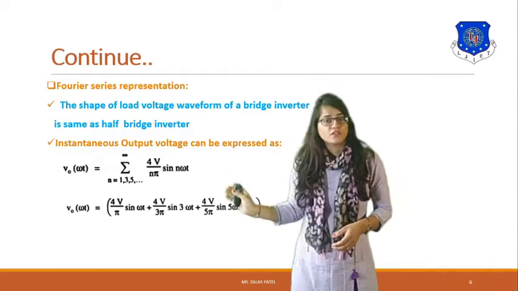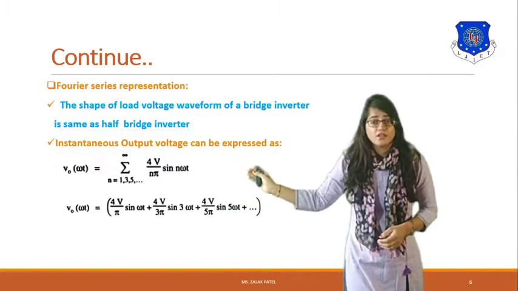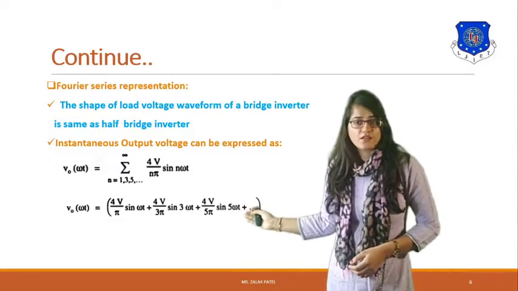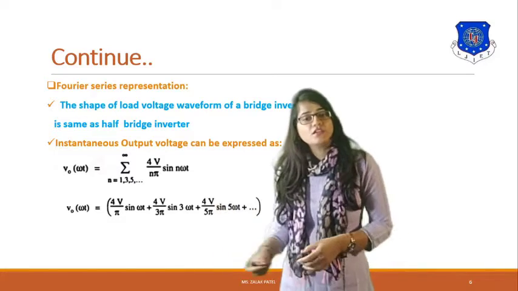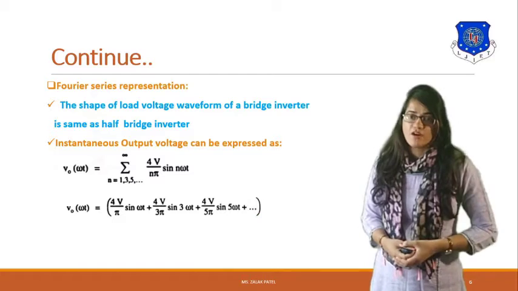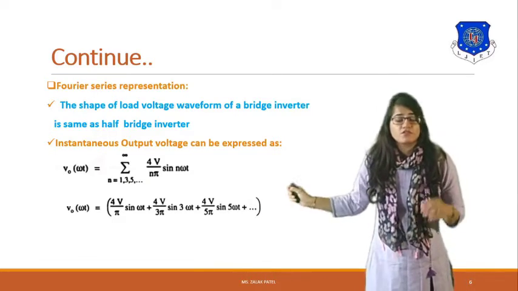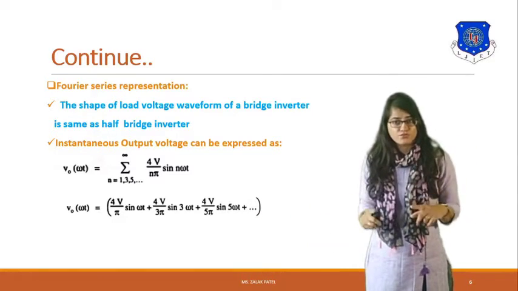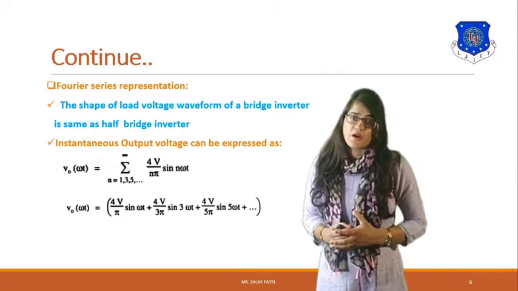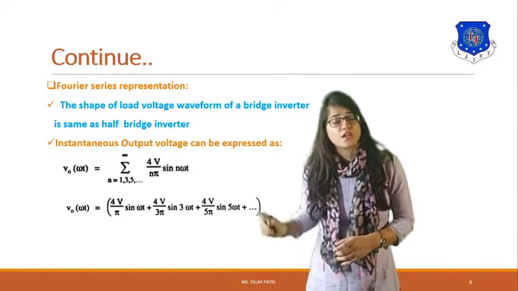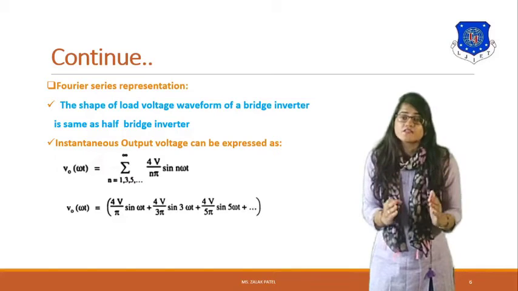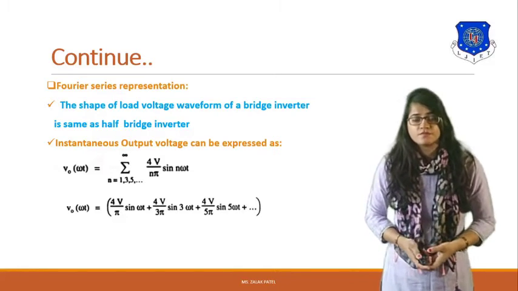So the output voltage is given by the summation of 4V upon n pi into sin n omega t. For n equal to 1, 3 and 5, if you put these values in the equation, we get 4V upon pi sin omega t, plus 4V upon 3 pi sin 3 omega t, plus 4V upon 5 pi sin 5 omega t. This is the final equation for the odd harmonics. You could also consider even harmonics, but after the Fourier series expansion the even harmonics cancel out, and that's why only odd harmonics are generated in the equation, as we have seen in the half-wave inverter.